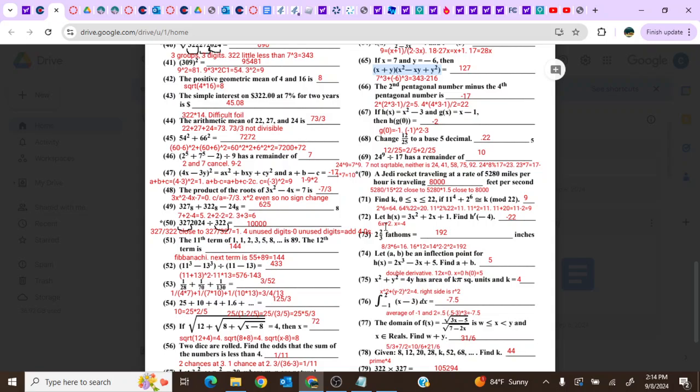74, let AB be an inflection point for this equation. Inflection points are when the double derivative is equal to 0. The first derivative is going to be 6x squared minus 3. So the second derivative is going to be 12x. Then once you have that, when is that equal to 0? Well, it's 0 at x equals 0. So plug in 0 to your equation, and you get a value of 5. So your point is 0, 5.